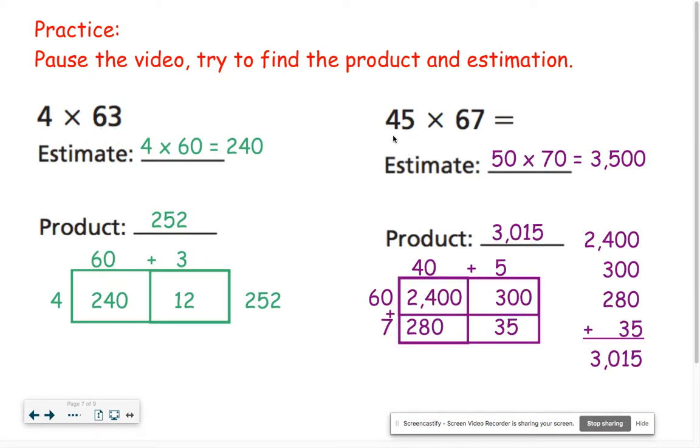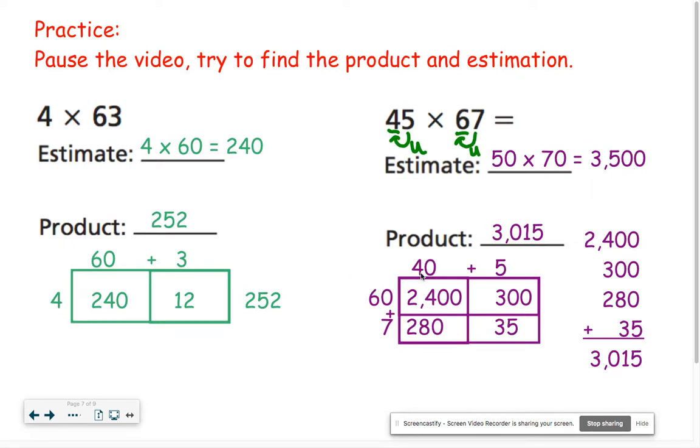When I'm estimating, I'm going to round to the highest place value. So the 5 tells the 4 to go up. So that becomes 50. The 6 is the highest place value, so the 7 tells it to go up. So that's going to become 70. 5 times 7 is 35. And I have 1 0 in 50, and I have 1 0 in 70. So I'm going to add in 2 zeros at the end.